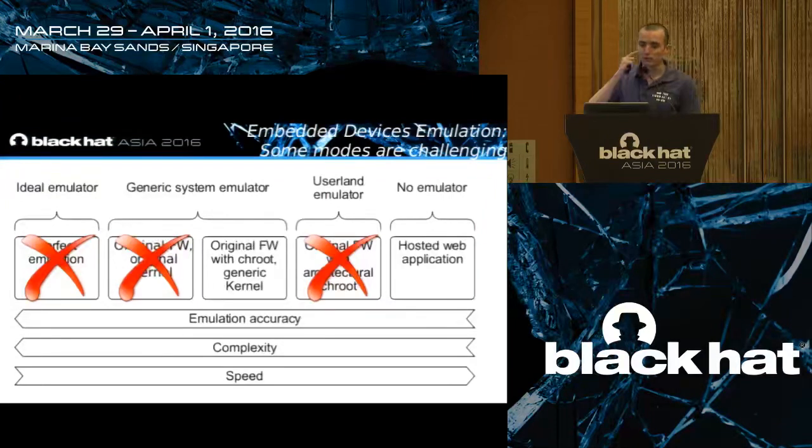Then the userland emulation, as mentioned, is the architectural chroot. It doesn't work very stably, and it doesn't perform system-level emulation. It performs mostly like a binary. If you have, let's say, a test binary, you can execute it on an x86 computer without a kernel, but it's only the binary.